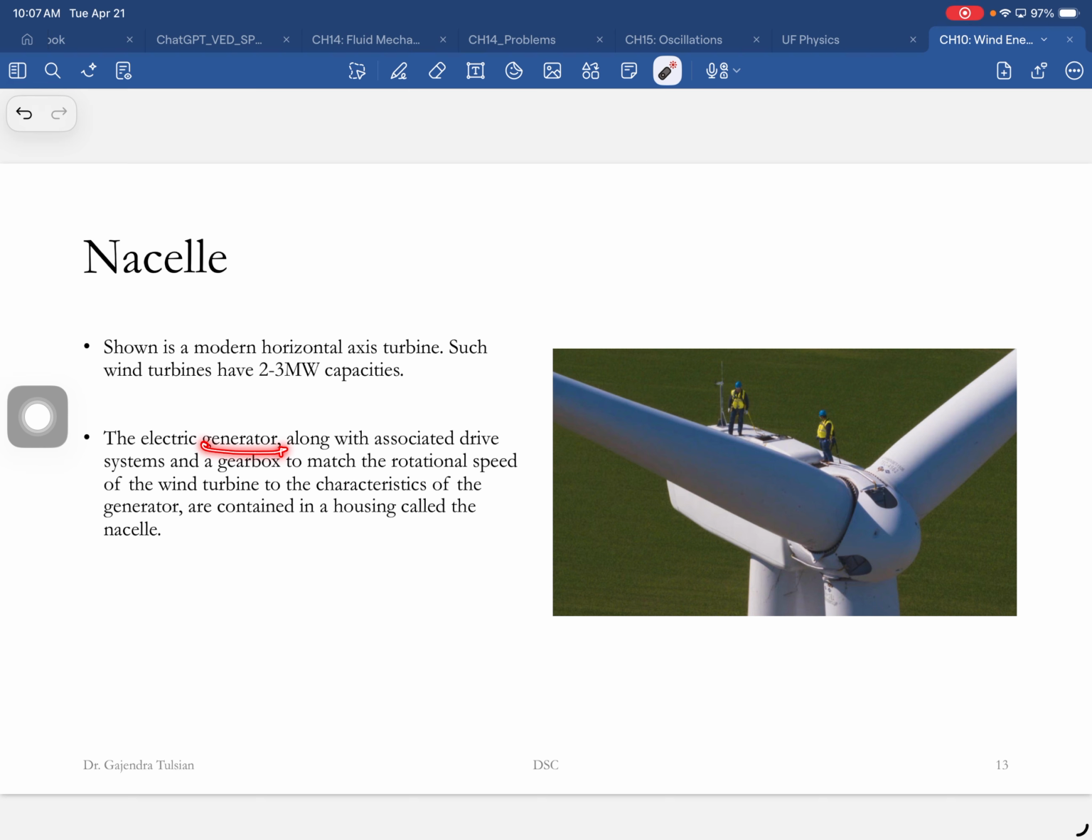The electric generator, along with the associated drive systems and the gearbox to match the rotational speed of the wind turbine, are contained in the housing. This is called the nacelle. They are contained in the nacelle.